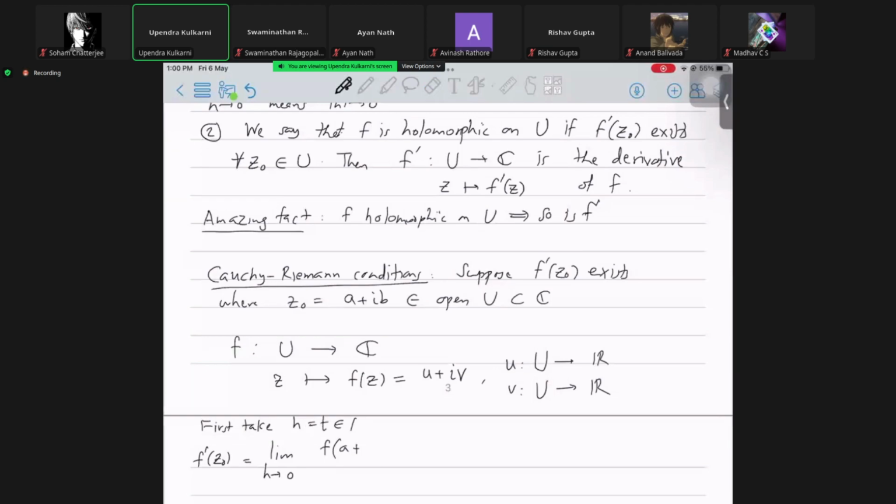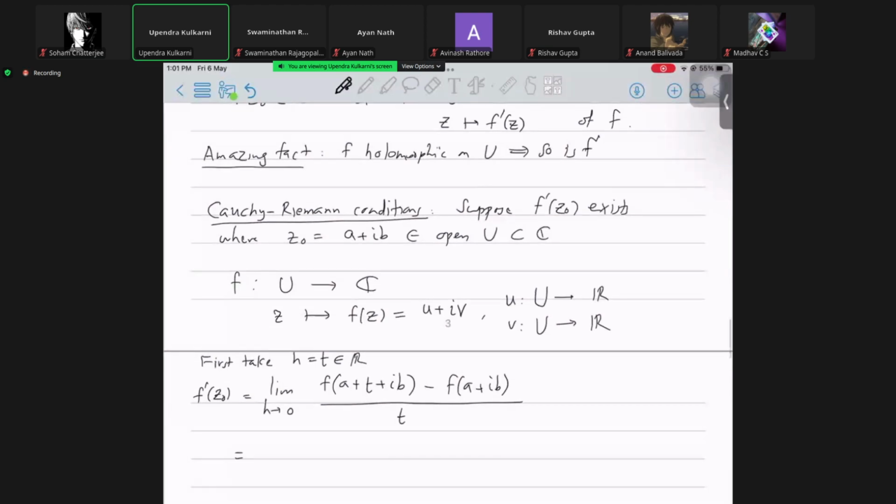h is equal to t, which is in R, and then later on we will take i times t. So again, t is in R, so we take f of a plus t plus ib minus f of a plus ib, divided by t. And now let's write this down in terms of the limit as t approaches 0.